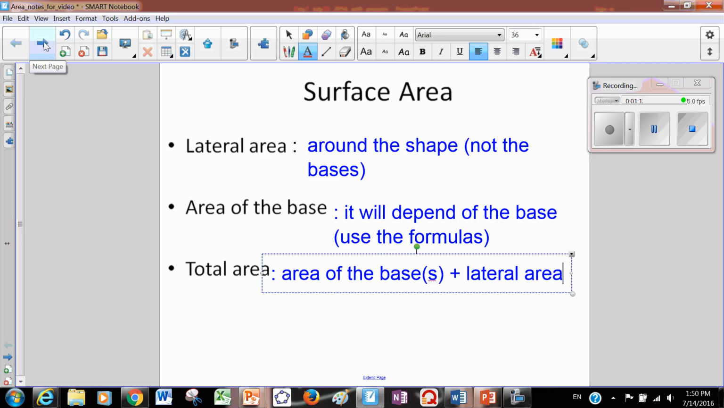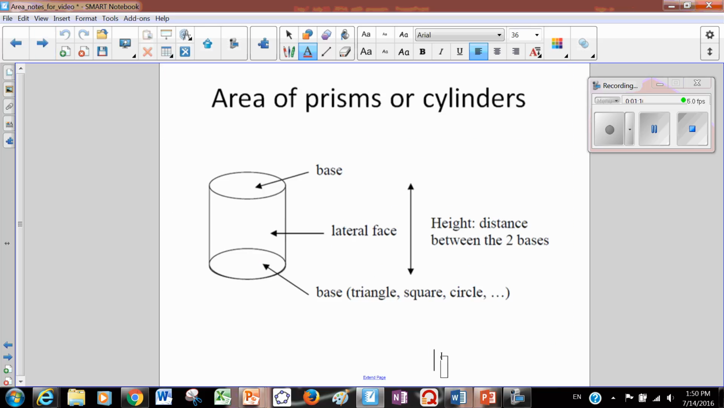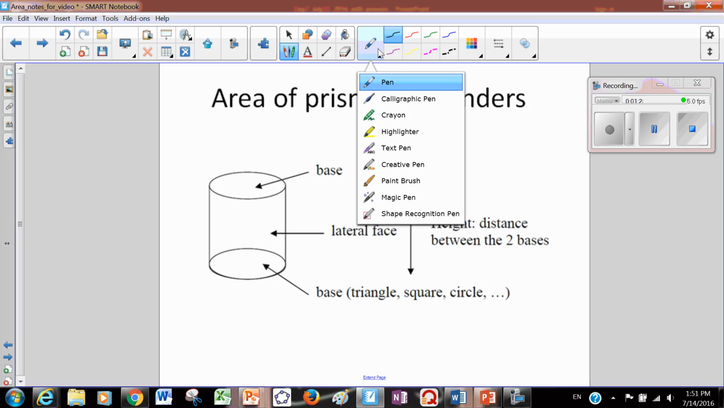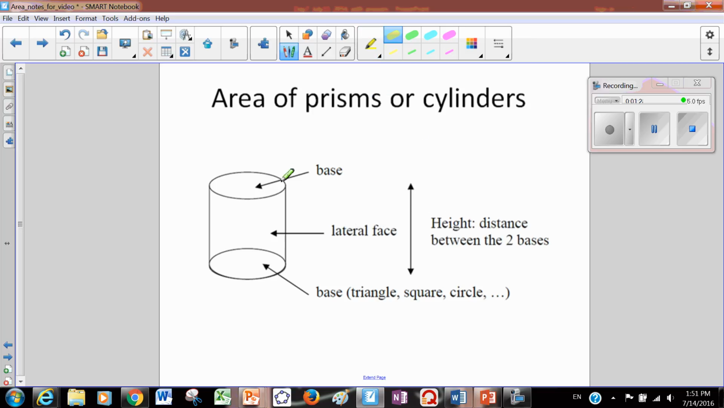Okay, so let's look at the different shapes we can have. We can have prisms or cylinders. What's really important when you have prisms or cylinders is that you find the base. So the base is the shape that is repeated twice. It's not necessarily the shape that's at the bottom, so you have to be careful with that. That's the base, the shape that is repeated twice in a prism or a cylinder. And you'll see that there are two bases and they're always the same shape. And the height is going to be the distance between the two bases.